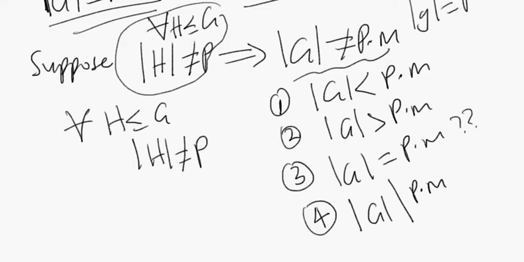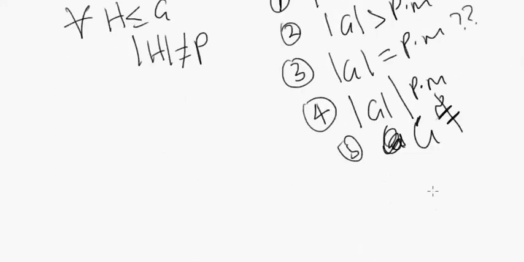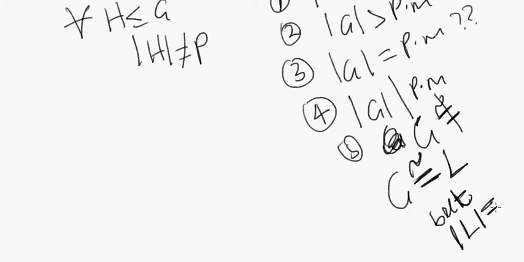Another long shot is to say the following: G is isomorphic to a group L, but the order of L does not equal p times m. Isn't that a possibility as well?